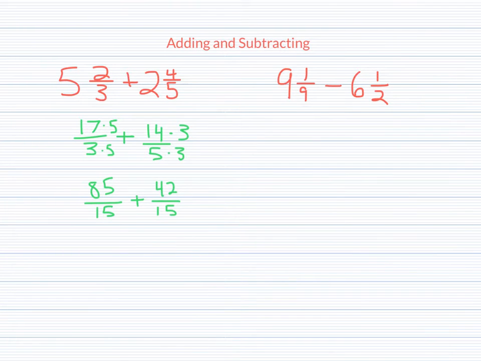Now that I have the same denominators, all I have to do is leave that denominator alone and add the numerators. 85 plus 42 is 127.